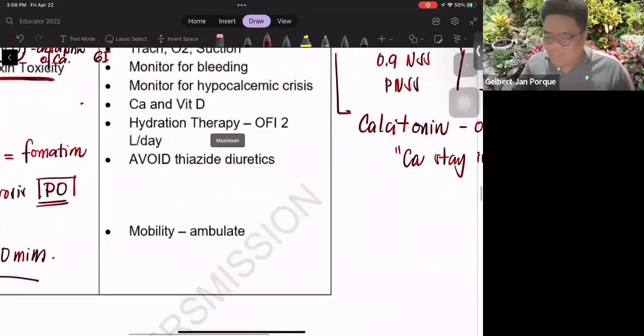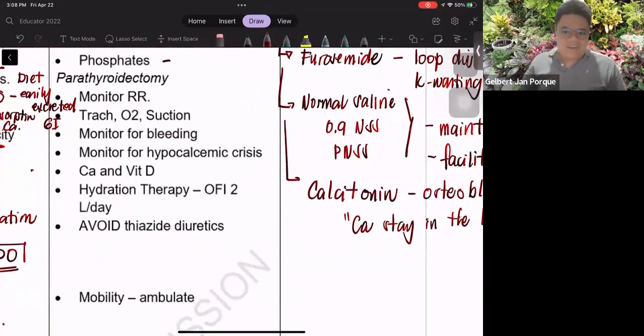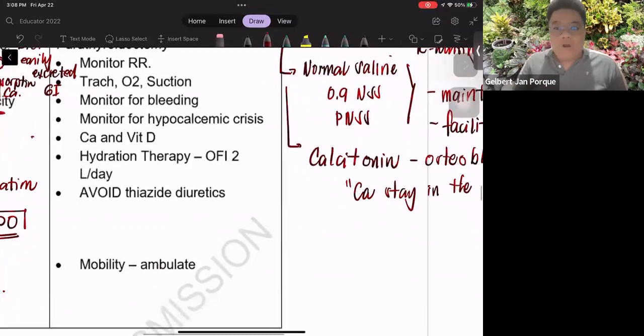But going back first, okay, parathyroidectomy. So class monitor RR. Tapos class, ara naman trach O2 suction. Nga class, after kuha sang parathyroid, ano naman ang risk? Hypoparathyroidism. Diba? After naging kuha ang parathyroid class, your patient will be at risk for hypoparathyroidism. And for that reason, you would need to have the precautions for hypoparathyroidism. Monitor class for bleeding, also monitor for hypocalcemic crisis, kaya basi magsururot. Then class, you would need calcium and vitamin D. Okay, you would need class to have calcium and vitamin D supplements for your patient.